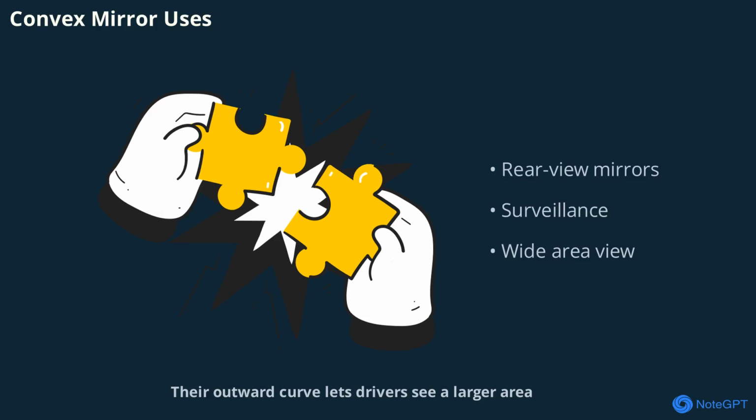Convex mirrors are ideal for rear-view mirrors in vehicles. Their outward curve lets drivers see a larger area, reducing blind spots and improving safety. Convex mirrors are also used in stores and public places for surveillance, helping monitor wide spaces with a single mirror.